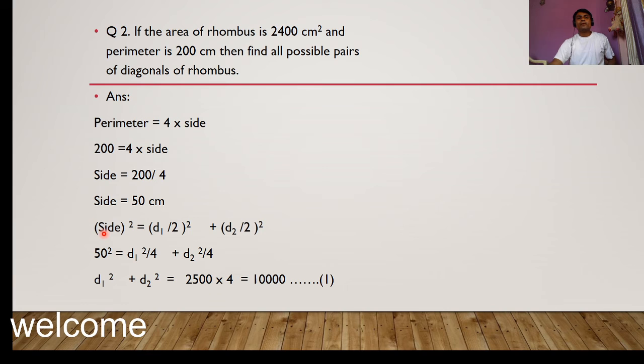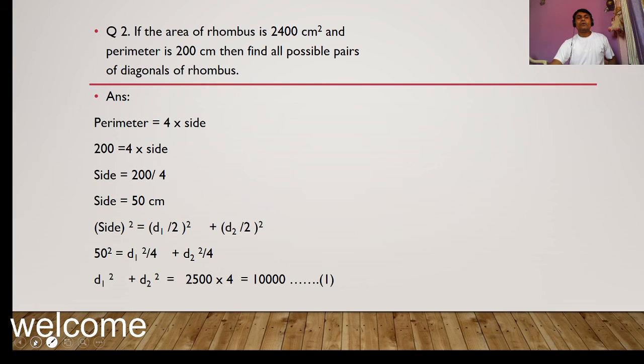And therefore you know the diagonals make 4 right angle triangles. Again there, side square equals (d1 upon 2) square plus (d2 upon 2) square. Keeping the values here, side square is 50 square equals d1 square by 4 plus d2 square by 4. They have the same denominator, that goes to the left and multiplies, that's 2500 into 4, so d1 square plus d2 square equals 10,000.